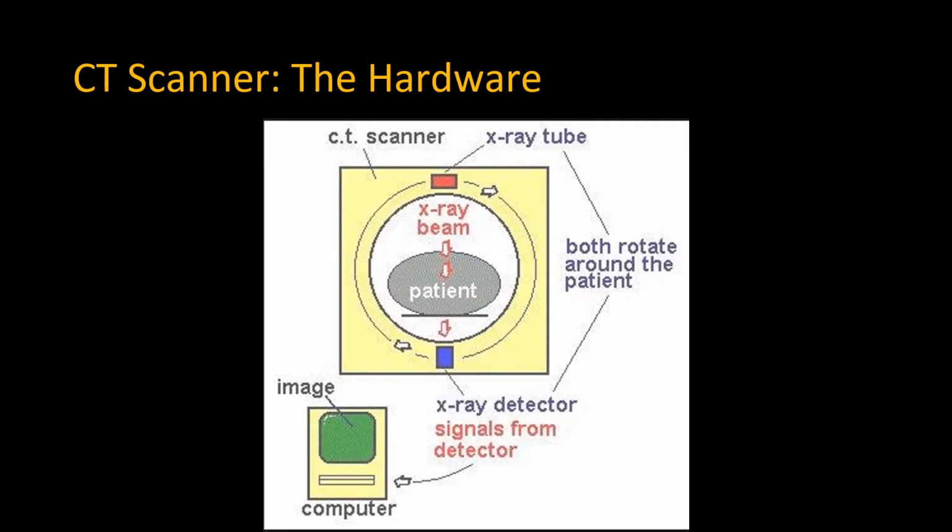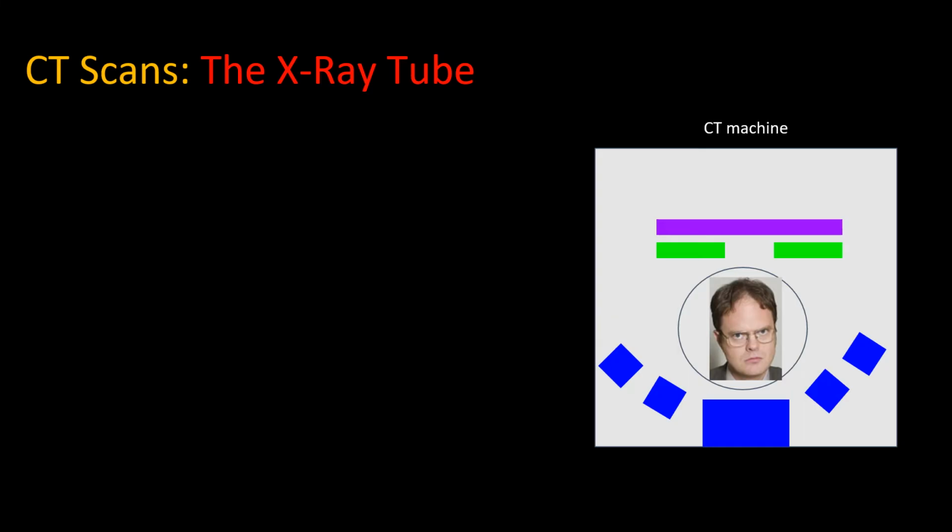Here's just another representation of a CT scanner. Again, we have the X-ray tube here, sitting opposite the X-ray detector here, and both of these rotate around the patient. Then signals from the detector are sent to a computer, which creates an image. So let's look more closely first at the X-ray tube.